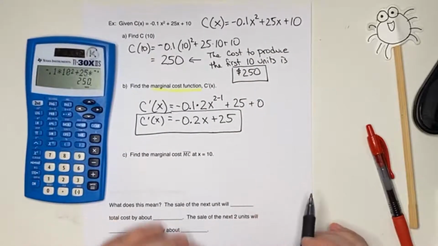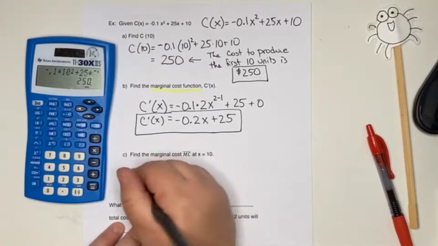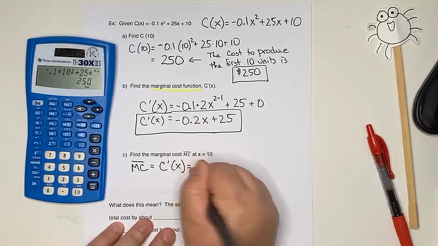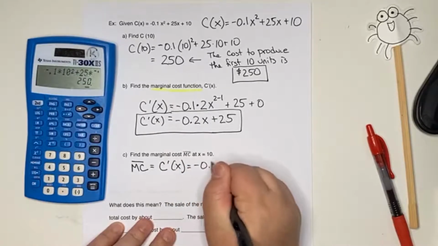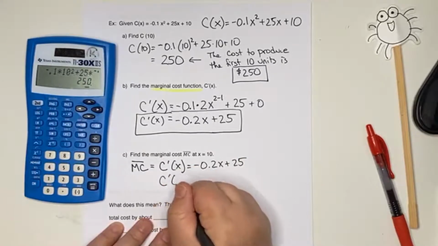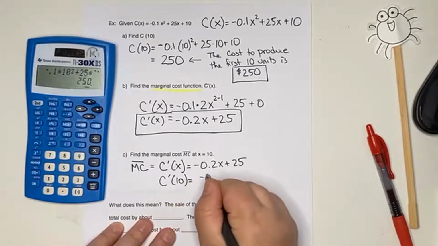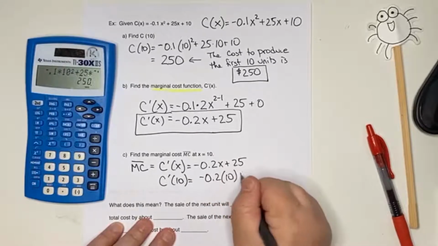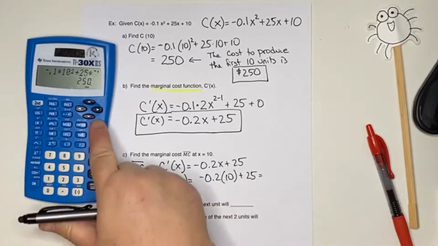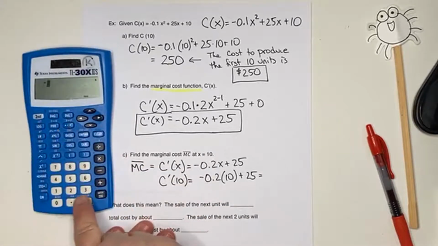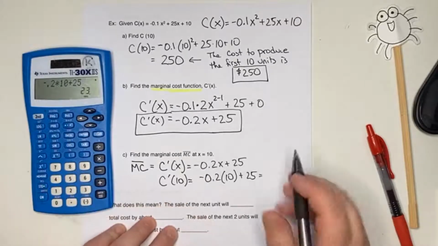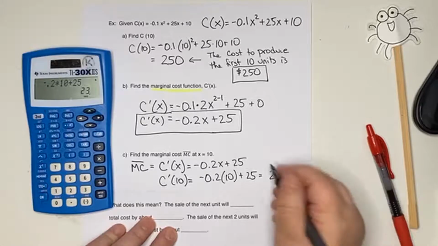Find the marginal cost at x equals 10. The marginal cost is equal to the first derivative of the cost function. So at x equals 10, negative 0.2 times 10 plus 25. So that's going to be, I think it's going to be 23. Negative 0.2 times 10 plus 25. I don't trust myself, but yay, I got it.